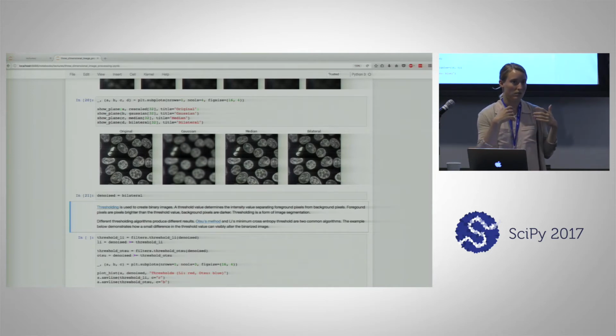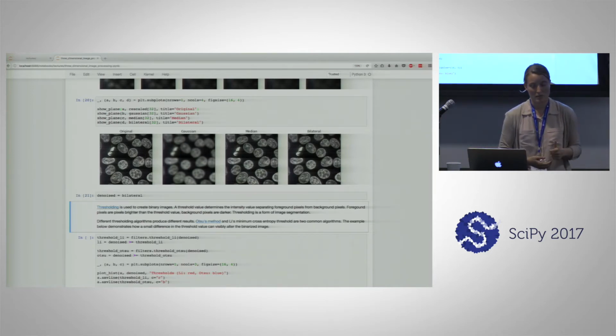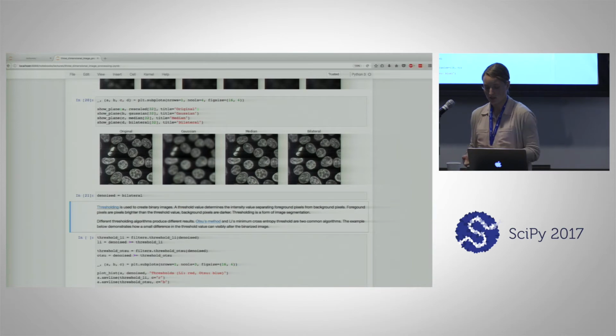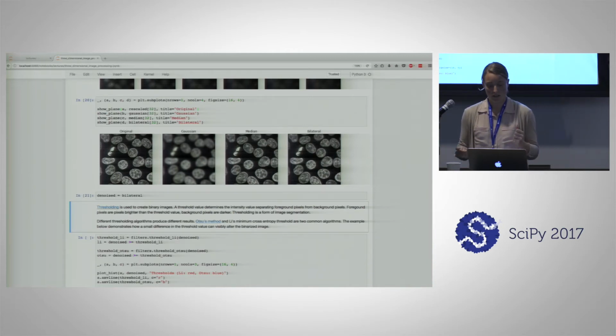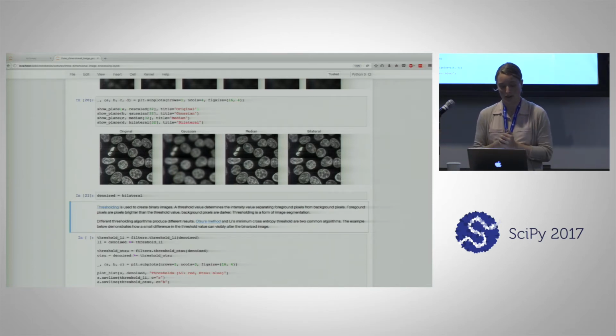So we've now improved the contrast in the image, and we have done some denoising. The next thing that we want to do is threshold the image, and this creates a very simple segmentation of the image where the true or white values will be the foreground, and the false or black values will be the background. In thresholding, a value is used to determine the intensity value which separates foreground from background.